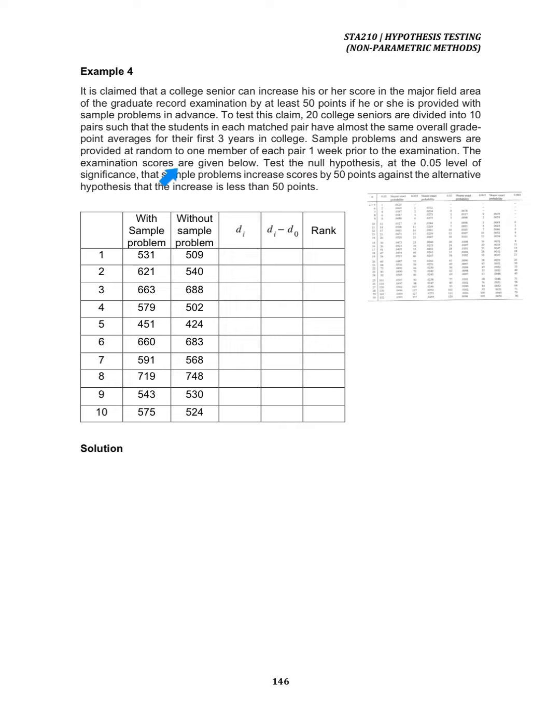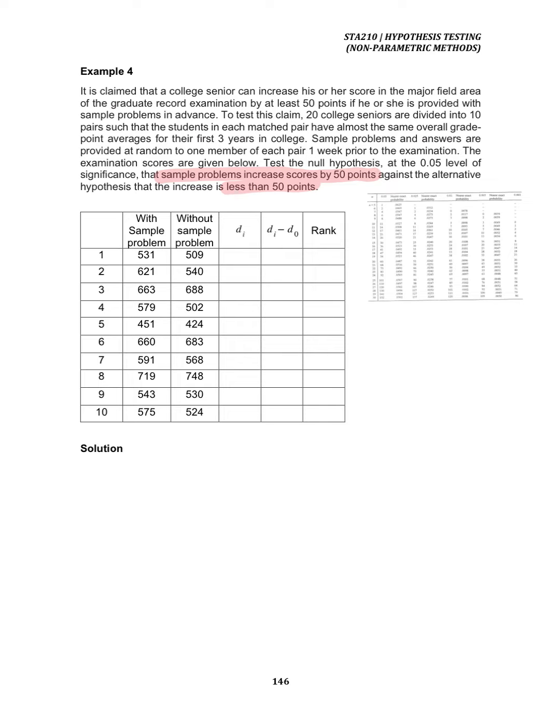The examination scores are given below. Test the null hypothesis at the 5% level of significance that the sample problems increase the score by 50 points, against the alternative hypothesis that it increases the score by less than 50 points. So here we have two dependent samples.